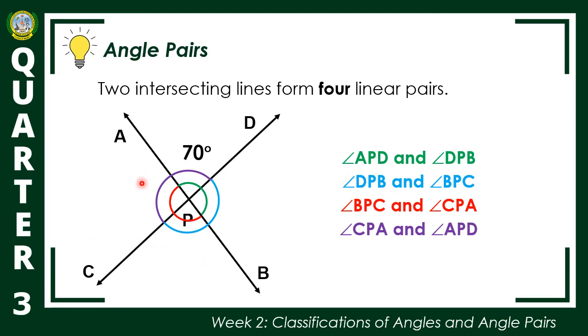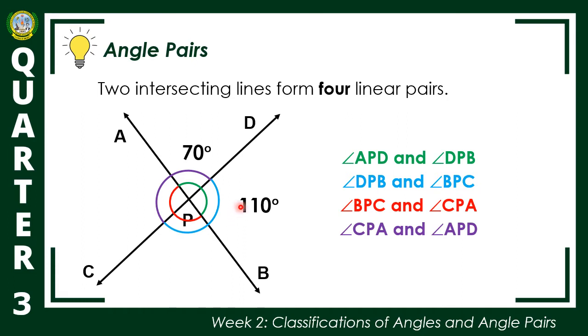remaining angles. How? By applying the linear pair postulate. Since we know that angle APD and angle DPB form a linear pair, that means the measurement of APD plus the measurement of DPB is equal to 180 degrees. Okay? So, kukuhanin natin yung kulang dun sa 70 para mabuo natin yung 180. And we can do that by subtracting 70 from 180 and that will give us 110 degrees.